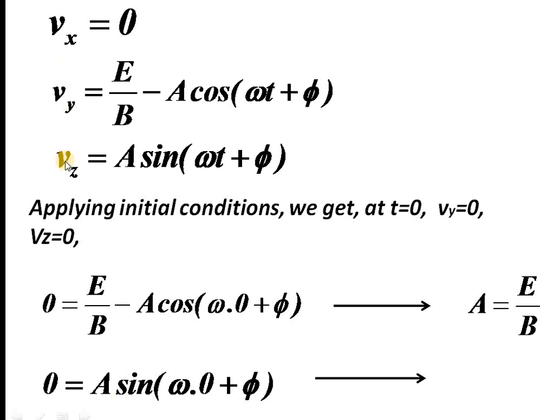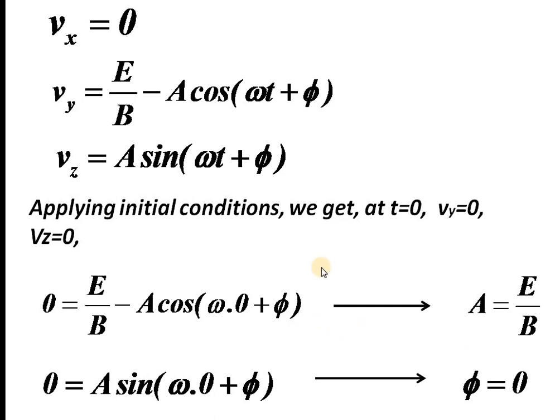Again we have Vz is equal to A sin(omega t + phi). So Vz is 0. By replacing t is equal to 0, what do we get? Phi is equal to 0. We can also do it the reverse way: first you do it for Vz, then you do it for Vy. So this obviously shows phi is equal to 0.